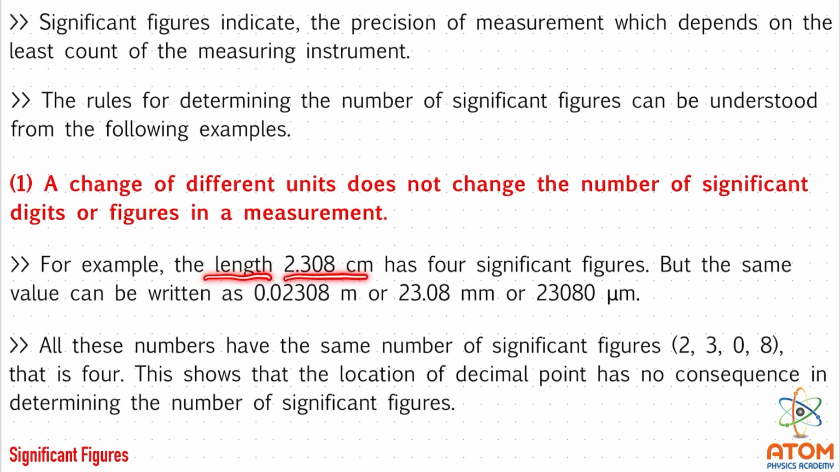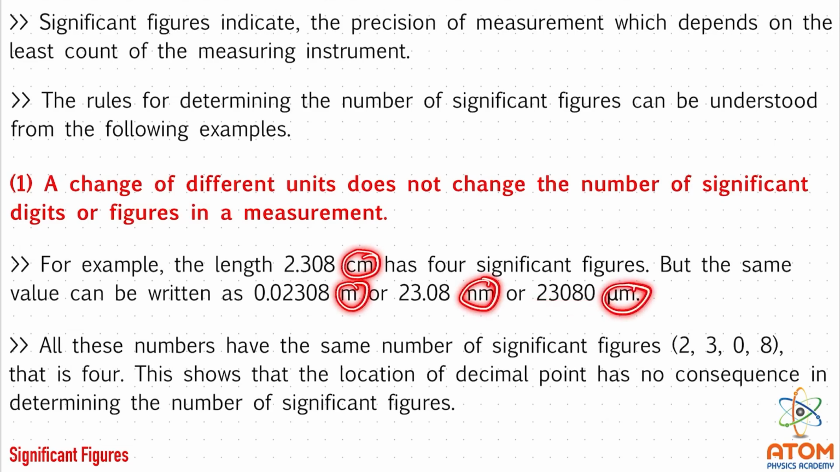2.308 centimeter has right now 4 significant figures. That's very obvious. 2, 3, 0 and 8 all are significant right now. But the same value can be written as 0.02308 meter. This was in centimeter, now I am writing it in meter. Or you can also write it like 23.08 millimeter, or you can also write it like 23080 micrometer.